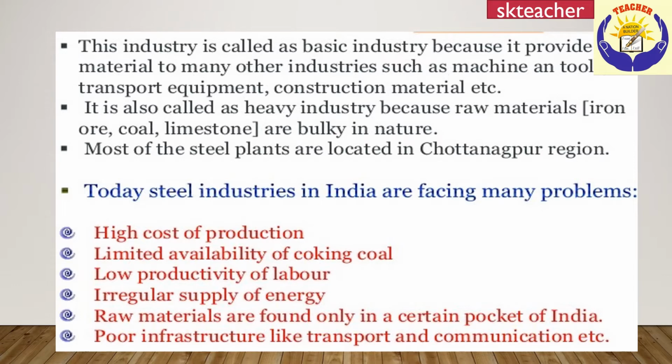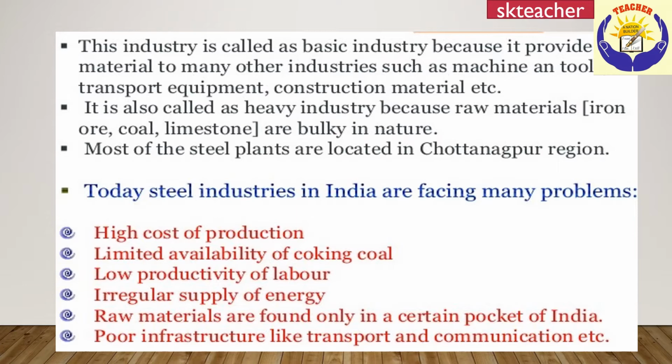Most of the steel plants are located in the Chota Nagpur region. The reasons are as follows: low cost of iron ore, high grade raw materials in proximity, cheap labor and vast growth potential in the home market. These are all the reasons why most of the steel plants are located in the Chota Nagpur region.